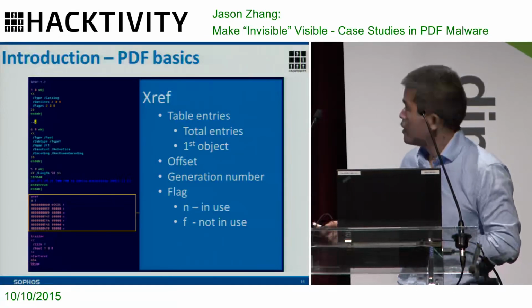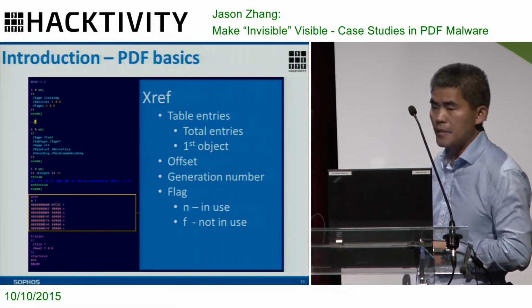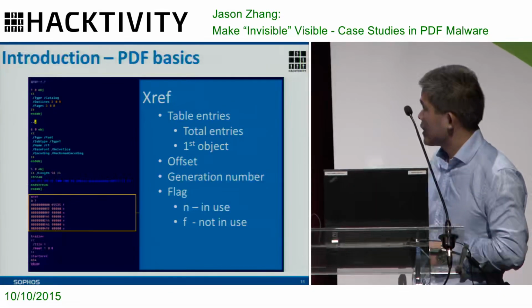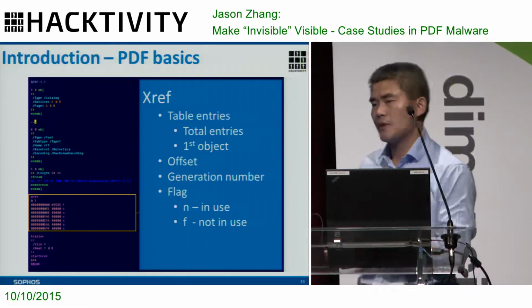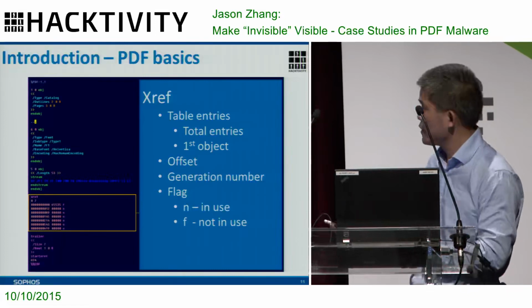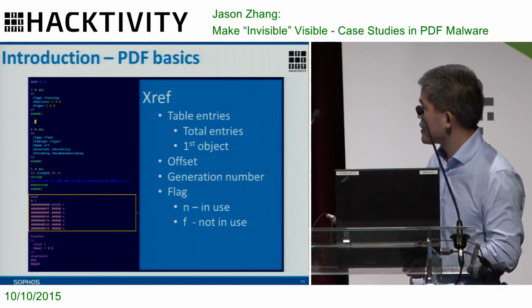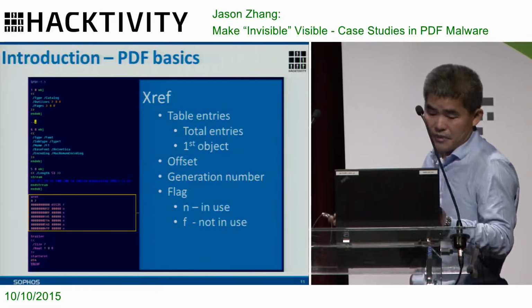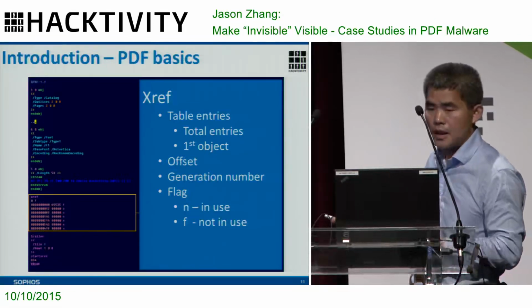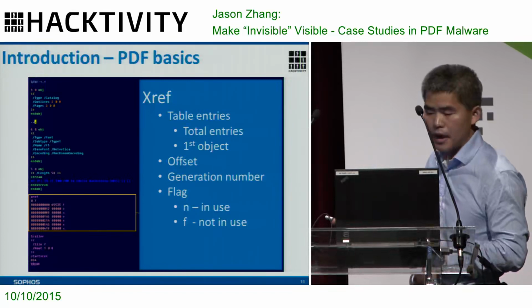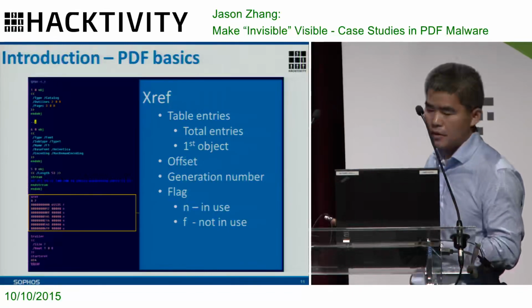As you can see, the first column is the offset of that particular object from the beginning of the PDF file. The second one is the generation number. If the PDF file is just created and has no modification, the generation number will start from 0. In the cross-reference table, the first entry will always start with offset 0 and a huge generation number, so we can ignore that. The third column has F or N. N means this object is in use, and F means this object is free, not in use.